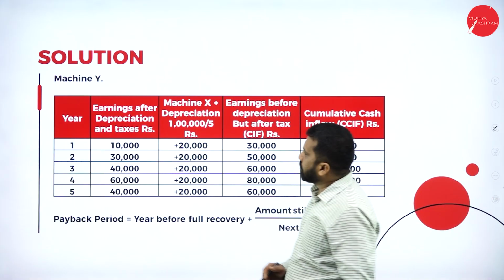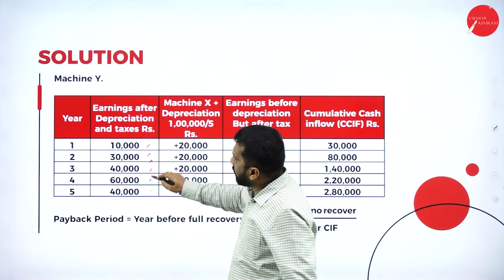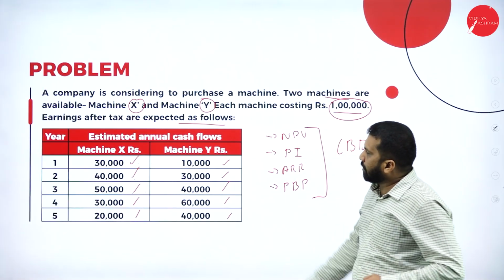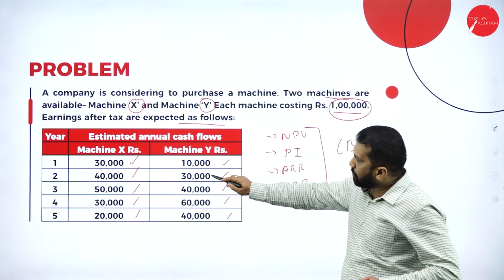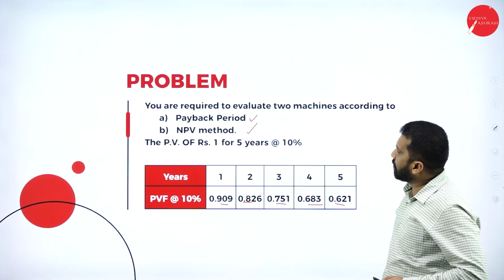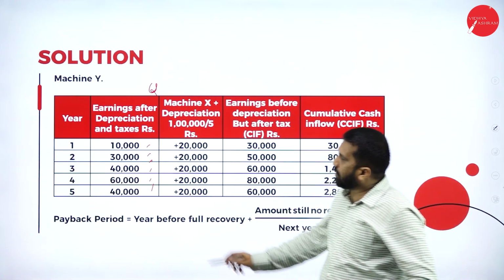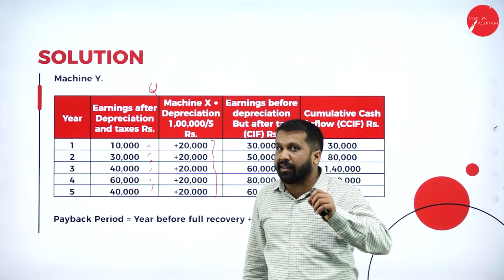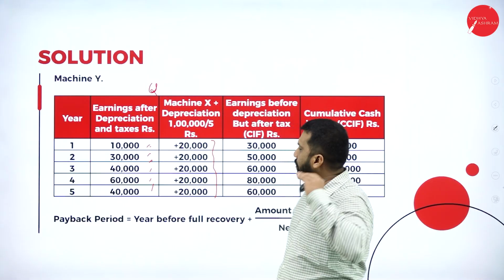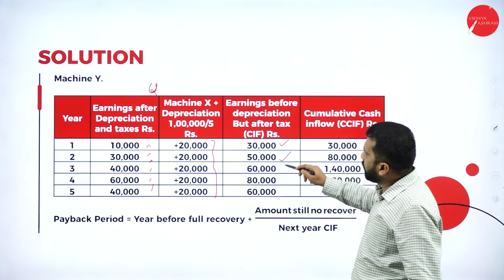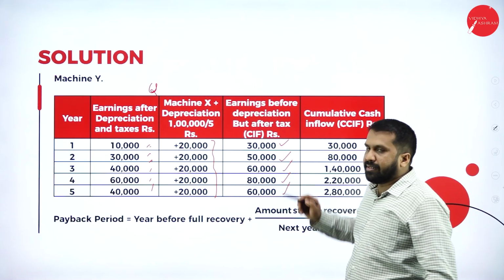Similarly, do it for Y also. All the inflows are given in the question itself. I'll show you. In the question they have given, see, 10,000, 30, 40, 60, 40. Same thing, you copy that. After that, add all the depreciation. It is the straight line method, 20,000 each for all. So it will be how much? 10 plus 20, 30, 50, 60, 80, 60,000.